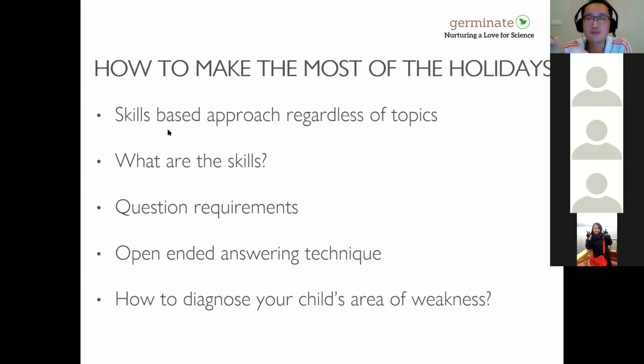So if you look through your child's CA paper, or even last year's SA2 paper, you can find some of the mistakes that they make. Is it because they do not understand the concept? Is it because they do not understand a certain part of the question? Or is it because they answered the question, but their answer is missing a few marks here and there? So that's when you have to diagnose your child's area of weakness from there in order to help them.